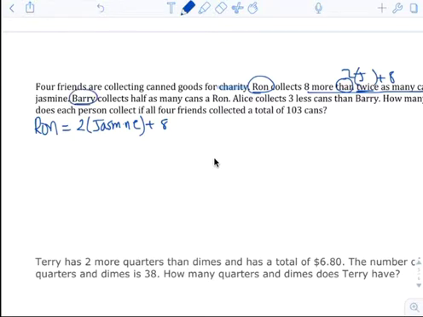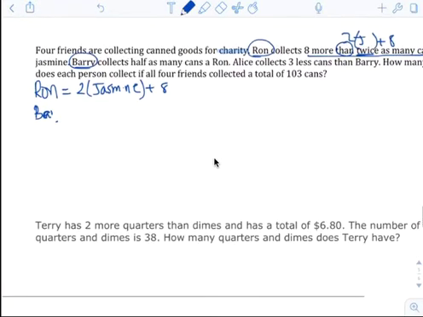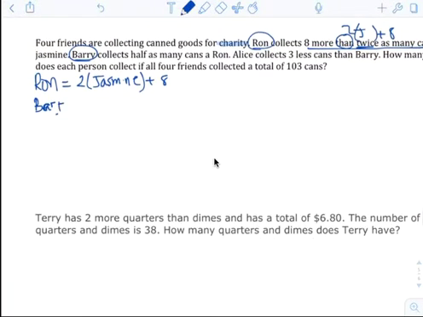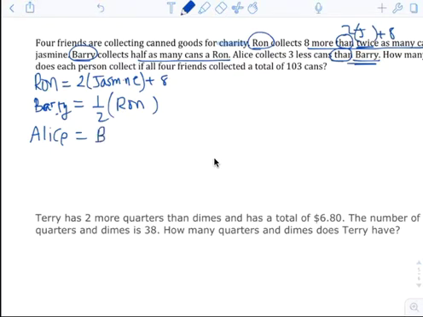Barry collects, so the next person is Barry. Barry collects half as many cans as Ron. Half is always times as many cans as Ron. Okay, Alice collects 3 less cans than Barry. So Barry minus 3, 3 less than.